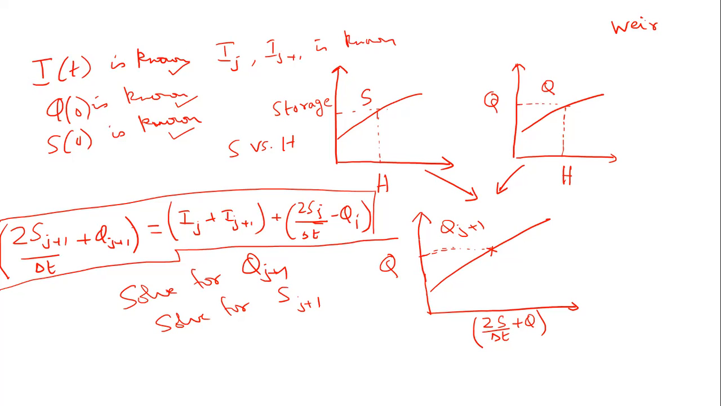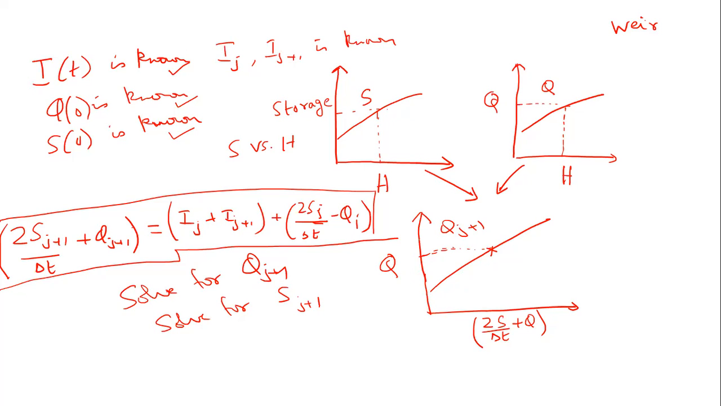Once we have these 2 pieces of information, I combine them and compute this term over here, 2S by delta T plus Q, and plot that as a function of Q. Because Q and S, both of them are functions of H. So for different values of H, I can compute what this value will be, assuming that I know what the delta T is. A particular problem will have its own delta T. So depending on the problem, you can compute this x-axis, which is 2S by delta T plus Q, and then I have Q on the y-axis. So I have a curve that represents these 2.